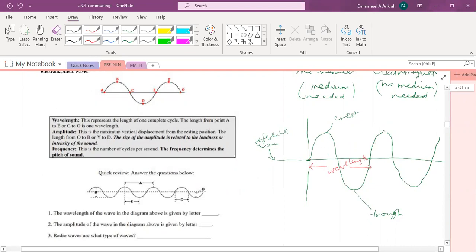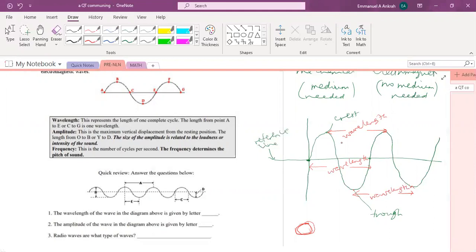It's one complete cycle: up, down, and back. From crest to crest, from this point to that point, that's also one complete cycle. So this is also a wavelength. It starts down and goes back to the original. Trough to trough, I can also get another wavelength here. That's also a wavelength. So you can identify so many wavelengths on the diagram.